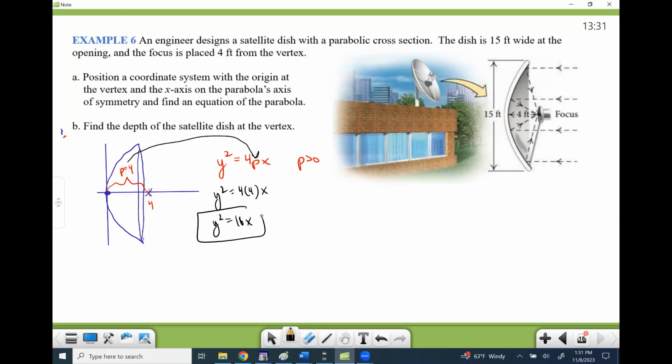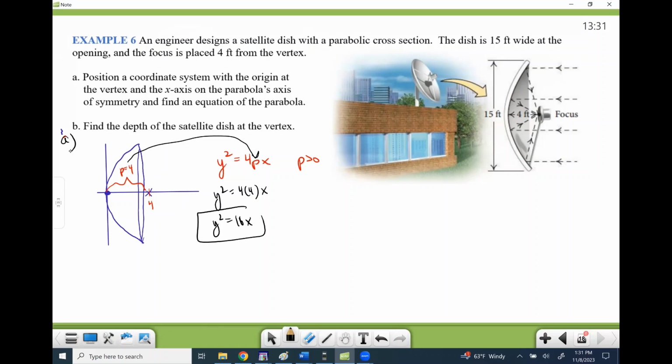Okay, so it should equal a positive because it opens right, and it's going to be a y squared because it opens right. All right, so let's tackle part B, which is definitely the harder part of the two. It says to find the depth of the satellite dish at the vertex. So it wants the depth.